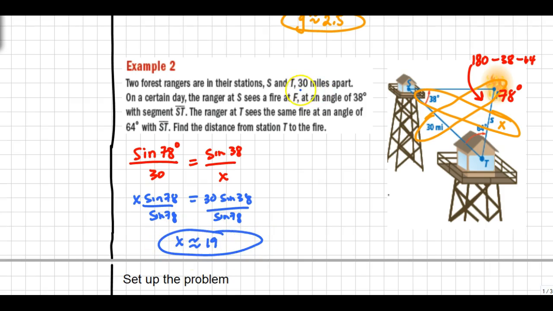This is a word problem, so make sure you label it. We're measuring here in miles.